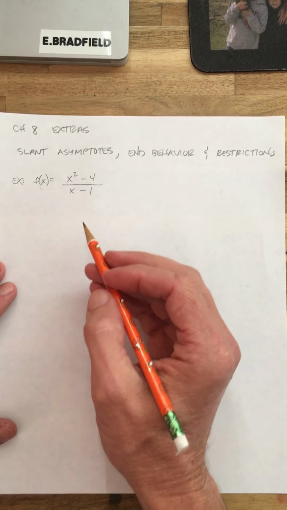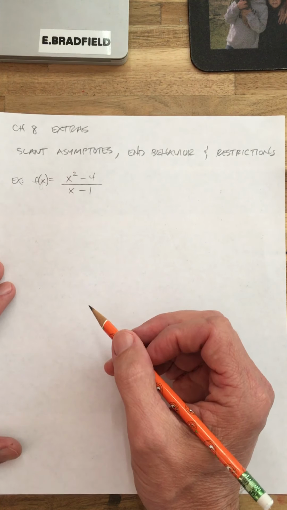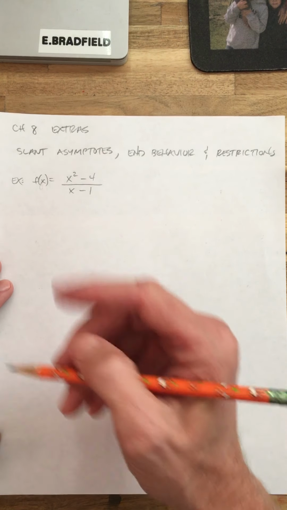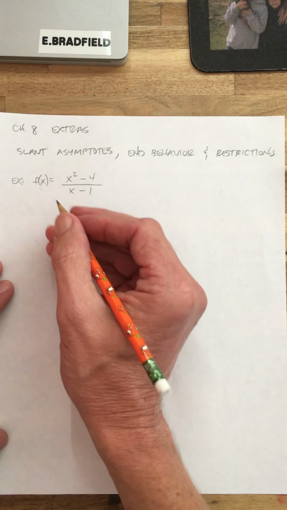Okay, first thing I notice right off the bat is the degree of the numerator is greater than the degree of the denominator. So that tells me one thing right off the bat, that we are not going to have a horizontal asymptote. Okay, so let's go step by step.